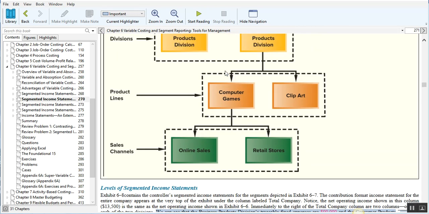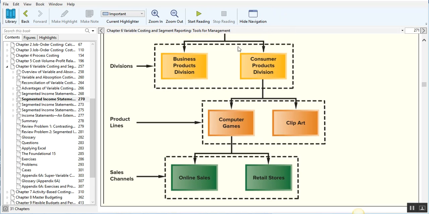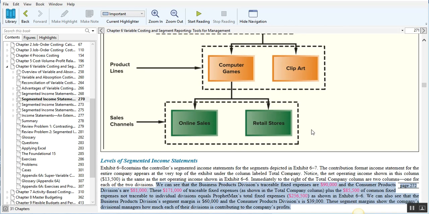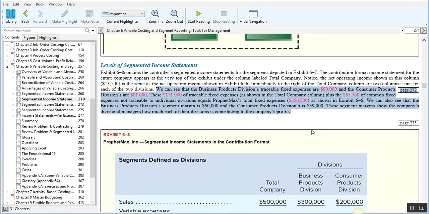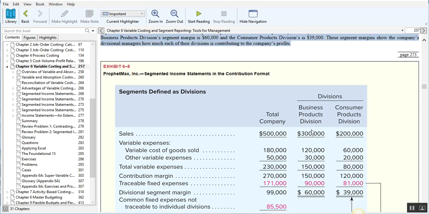Now, we also can break this down into the consumer products division to two product lines, and we have two different types of sales channels. So we can analyze this by product line, which is often done, by the way. So if you're looking at two divisions and one division has multiple product lines, you can actually analyze each product line to figure out what those costs and what the net income and the contribution margin is for each one. So let's look at their income statement to show you how they do this.